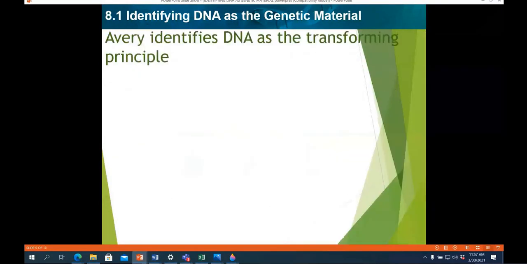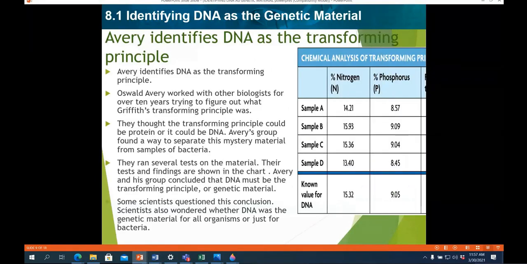So this we went through yesterday. This is what we did today, the Avery's experiments. Who wants to read out from this slide, ladies?